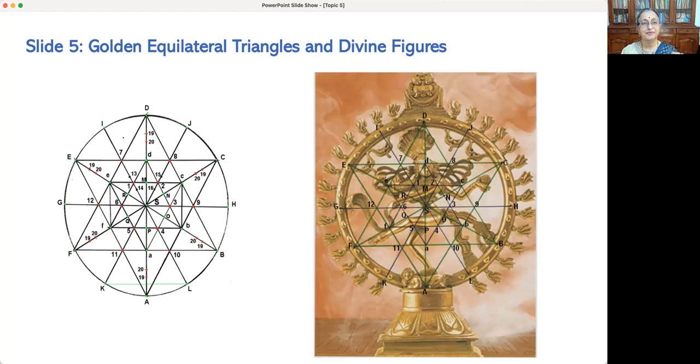divine figures. The left-hand side of the slide illustrates the construction of golden equilateral triangles that are inscribed in a circle. For example, the intersecting points on the right side of equilateral triangles DFB and EAC are in perfect golden ratios. The image on the right-hand side is that of Nataraja, the Lord of Dancing.